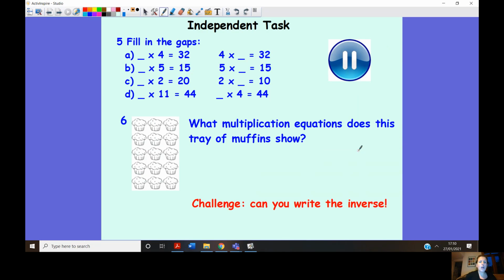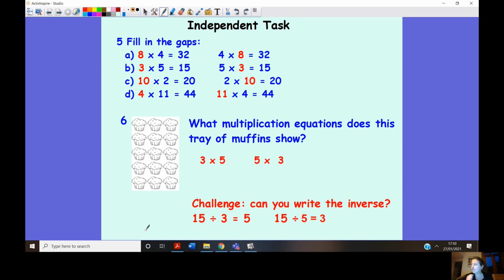So, a quick task to refresh your memory on commutativity. You've got to fill in the gaps of these multiplication equations. And then, can you write for question 6, what multiplication equations does this tray of muffins show? Challenge, can you write the inverse? Press pause to complete the task now. Fantastic, let's see how you've done.